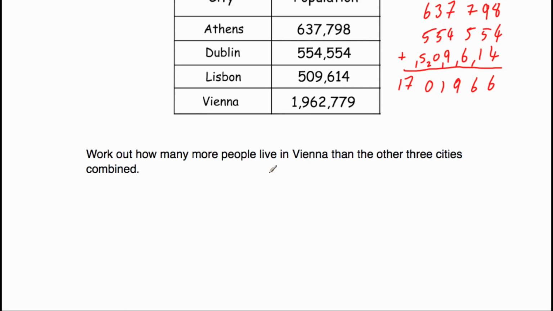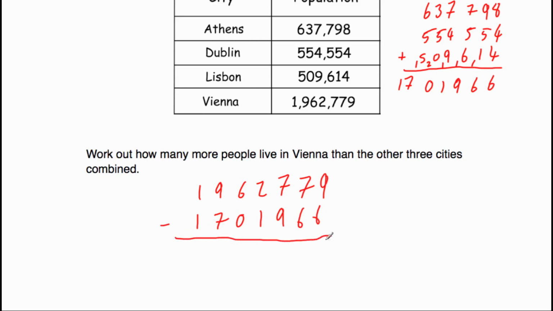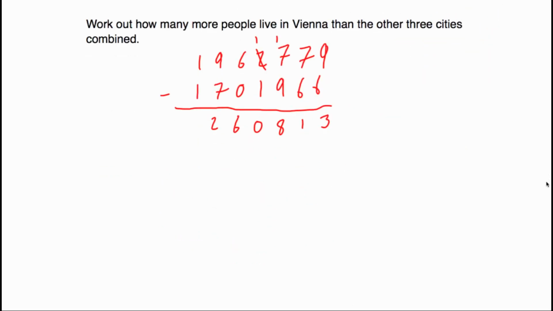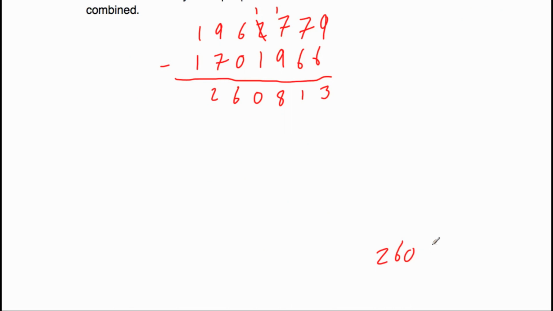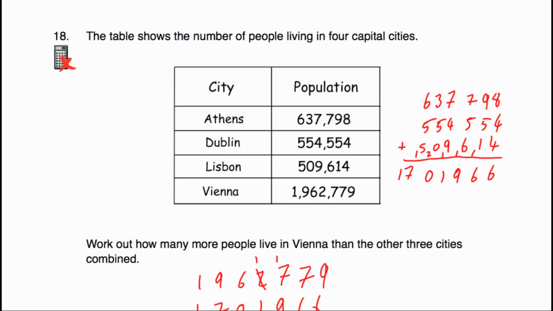So we need to see how many more people live in Vienna. So we've got our 1,962,779, and we're going to take away 1,701,966. Some big numbers here, and we're going to take them away. 9 take away 6 is 3. 7 take away 6 is 1. 7 take away 9 we can't do, so we need to borrow. So that's 17 take away 9, which is 8. 1 take away 1 is 0. 6 take away 0 is 6. 9 take away 7 is 2. And 1 take away 1 is 0. So the answer is 260,813. And that's it. Okay, so these have been the video solutions to the subtraction practice questions.